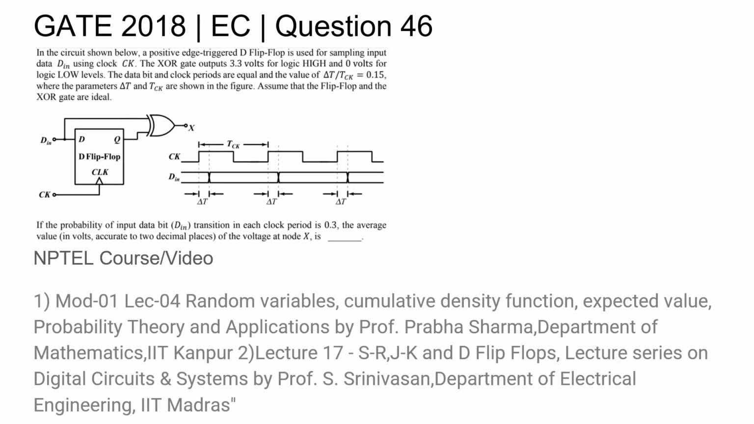This is question 46 from the GATE 2018 EC paper, where we are given that the D flip-flop is positive edge trigger and that D in and clock both have the same periods. The XOR gate output swings between 3.3 and 0, and the clock has a duty cycle of 15%. We are given that the probability of D in is 0.3, and we are asked to find the average value of the voltage at node X, that is the output of the XOR gate.